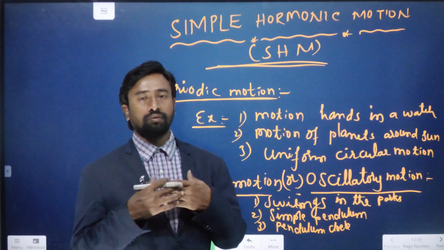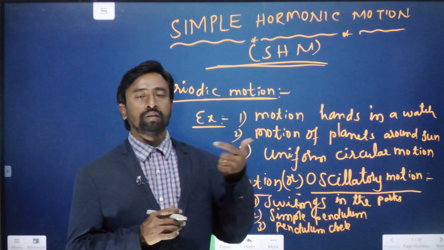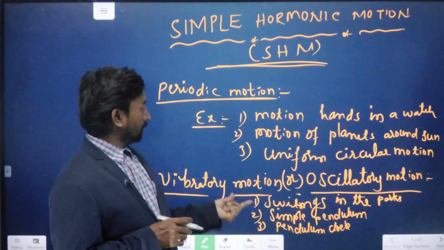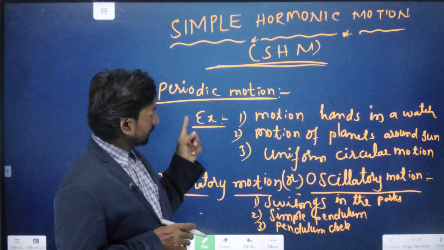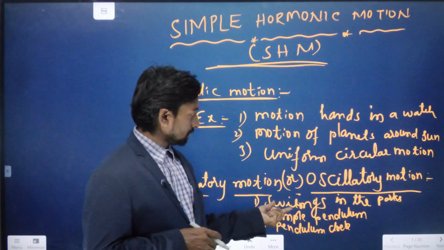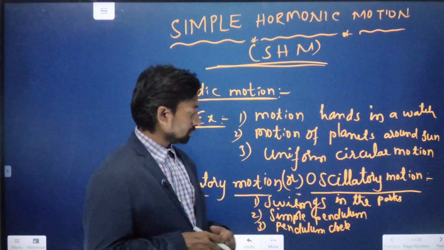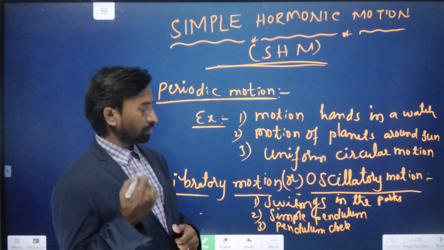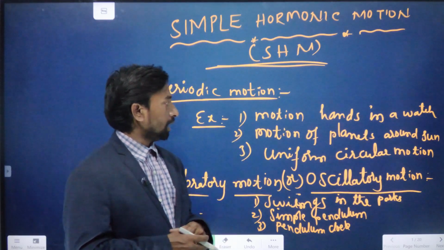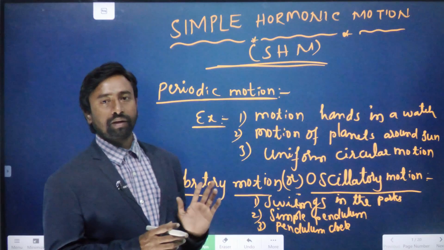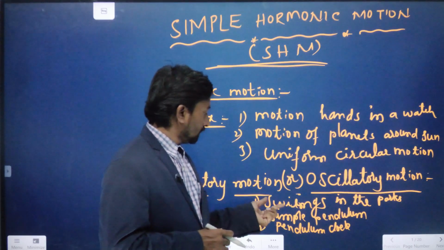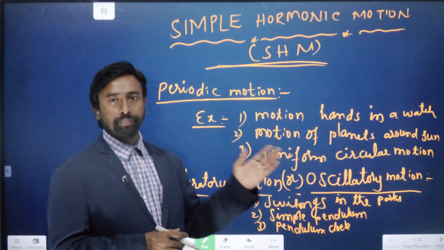If the motion of a body, whether it is vibrating motion or any type of motion, repeats in a regular interval of time, then we can say it is a periodic motion. Suppose you take a swing or a pendulum clock, they repeat their motion. Likewise the motion of the hands of a watch, or the motion of the planets around the sun, are not vibratory, but they repeat their motion in regular intervals of time.